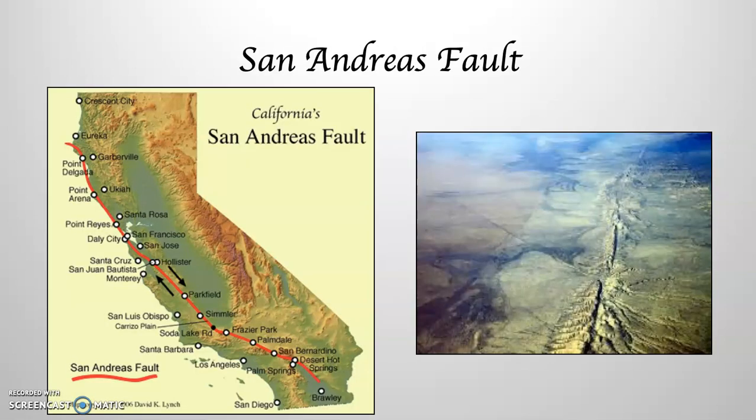You can see right here, once again, the San Andreas Fault indicated with the red line on the map of California, and one of the most famous places where you can see the San Andreas Fault is the Carrizo Plain, this crack that is indicating this division between the North American and the Pacific plates, and also a strike-slip fault.